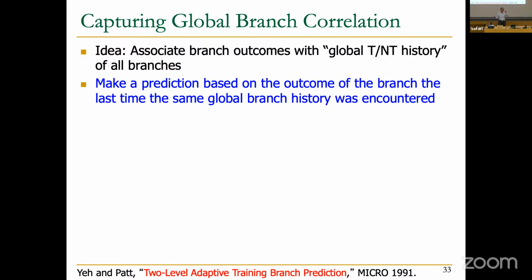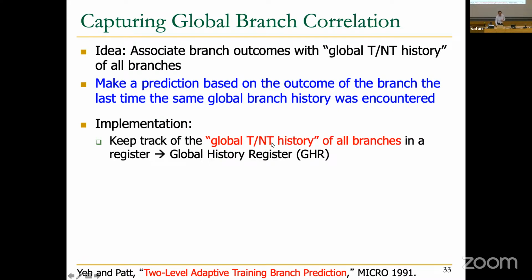We're not looking at what happened to the branch last time. We're not using a program counter, actually. We're using the global history to decide what happened last time I saw this global history. Does that make sense? I'm going to show you an example. So this is the implementation, basically. You keep track of the global taken, not taken history of all branches. That's why it's called a global history register. No program counters here, okay?